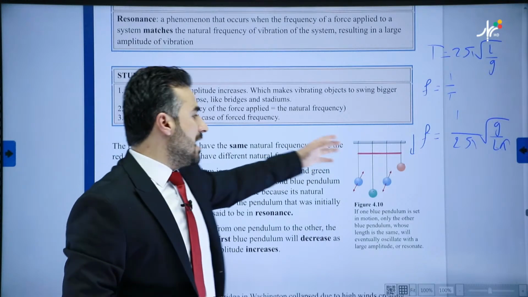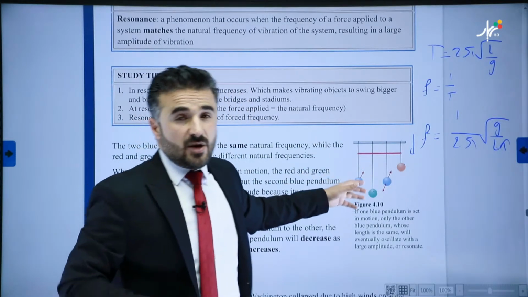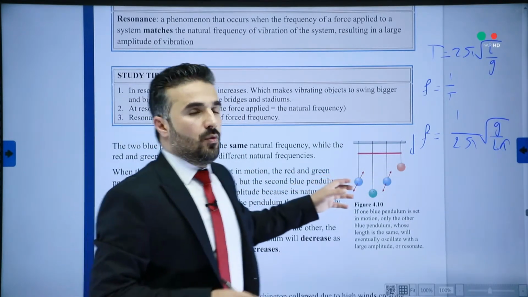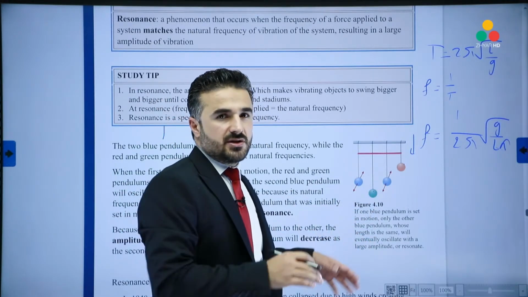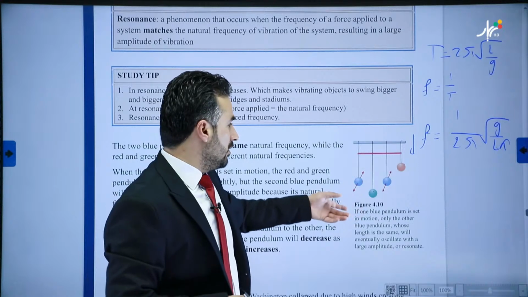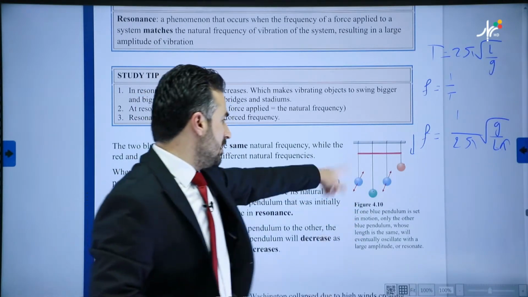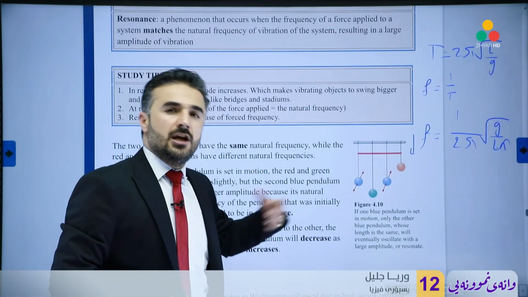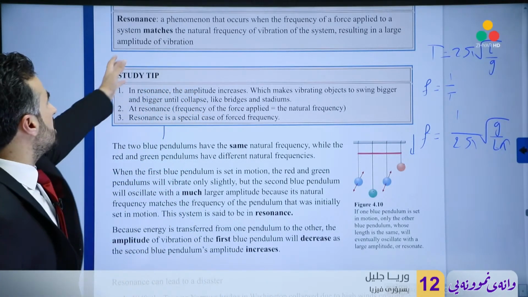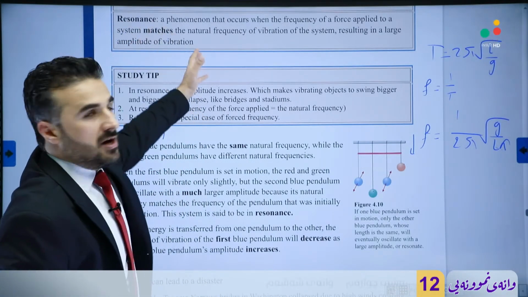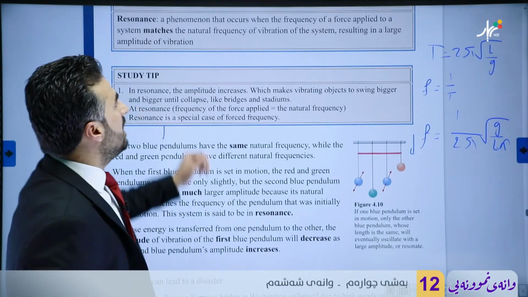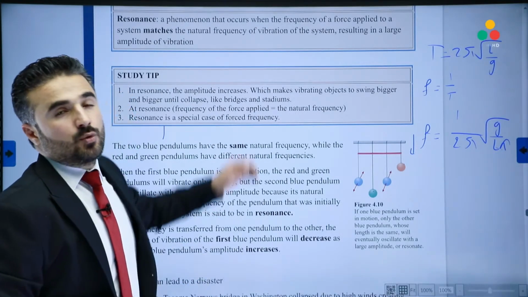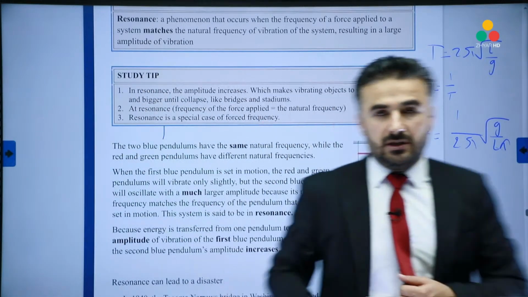What does it mean? That means the frequency of the vibration matches the frequency of the natural system. When you give it a push, that is basically a vibration, that is a frequency. If that frequency is equal to the natural frequency of this pendulum, then this pendulum will be set in resonance, in which case the amplitude of the swing will become larger and larger and larger. All right, so once again, resonance is a phenomenon that occurs when the frequency of the force applied to the system matches the natural frequency of the vibration of the system, resulting in a larger amplitude of vibration.